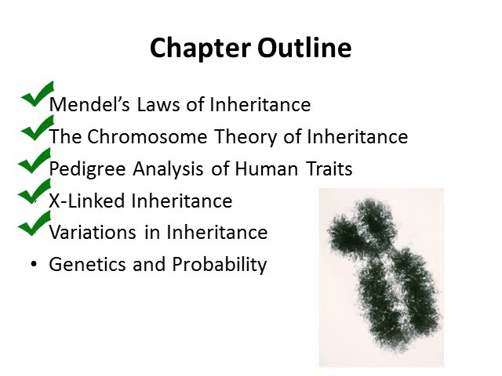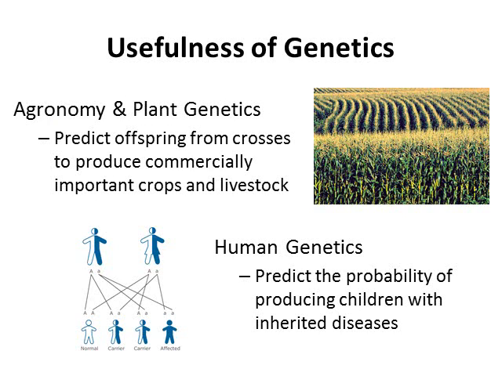All right, so we looked at our different variations of inheritance. The last thing I want to mention is the usefulness of genetics, and I've mentioned this a lot throughout this chapter, but just to give it to you in words here. Genetics is used a lot in agronomy and with plants, and basically in any type of agriculture. It's used a lot to predict offspring from crosses, to produce commercially important crops and livestock.